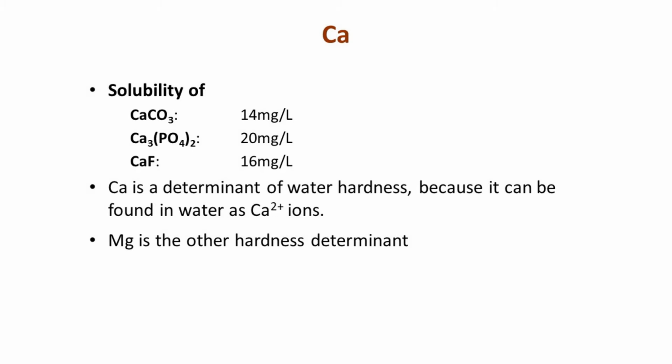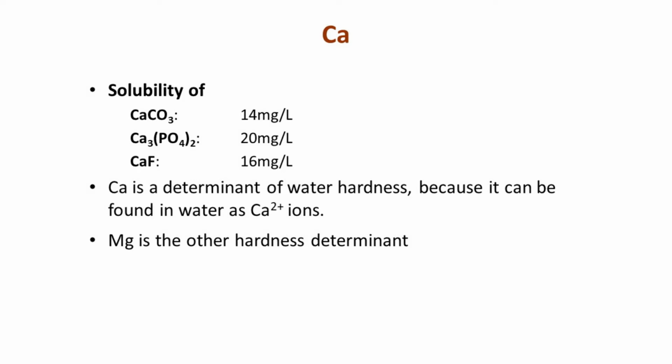The solubility of calcium carbonate is 14 mg per liter, which increases 5 times in presence of carbon dioxide. The solubility of calcium phosphate is 20 mg per liter, while the solubility of calcium fluoride is 16 mg per liter. Calcium is a very good determinant of water hardness because it can be found in water as calcium ions. Magnesium is the other hardness determinant.